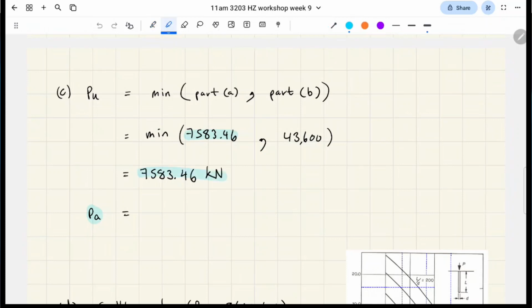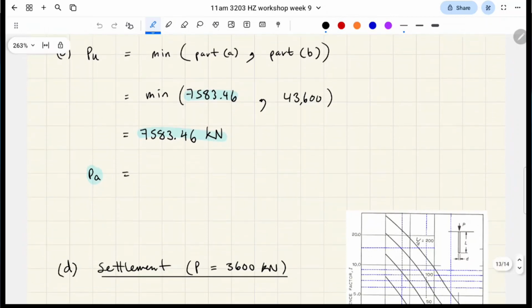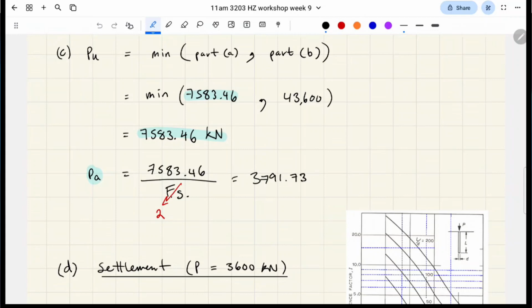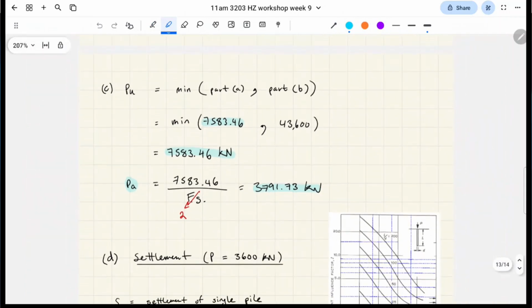Our capacity for our group of piles. And then Pa is our allowable capacity. So we just have to divide by the factor of safety. In this case, our factor of safety was 2. So we have 3,791 kilonewtons. So that is Pa, and that's the answer for part C, right?